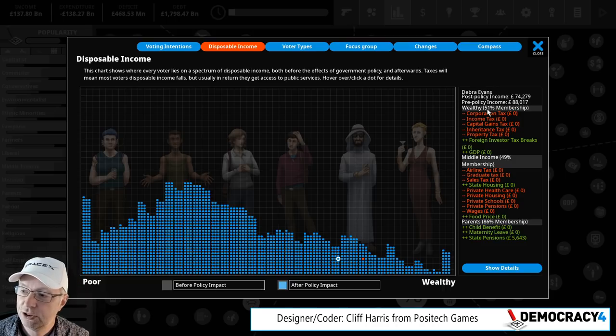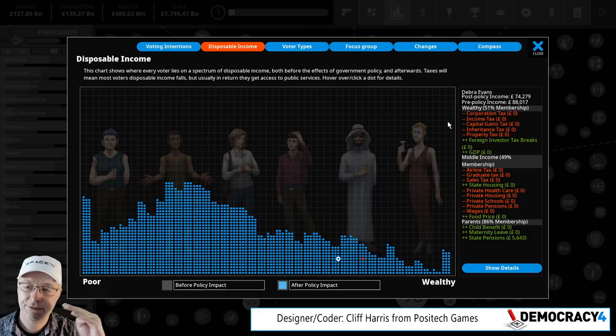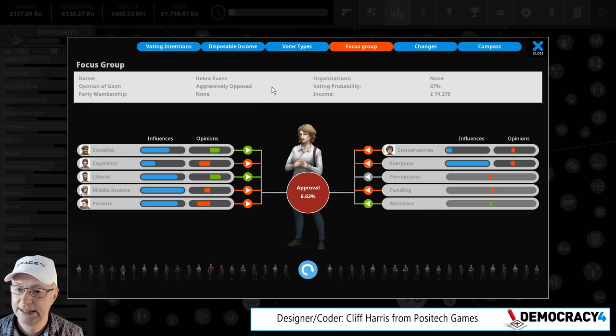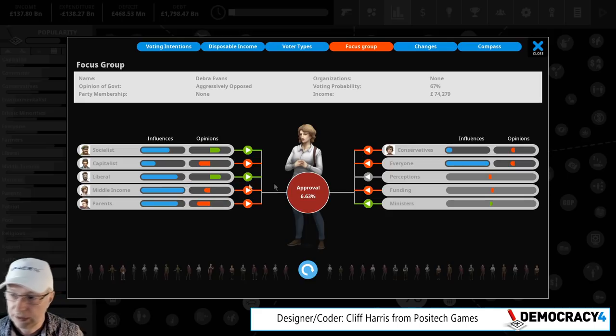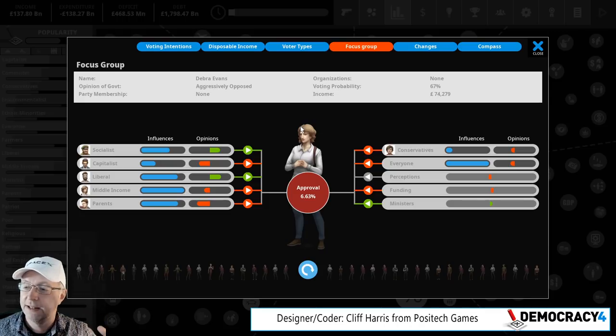Okay, so people can be in two income groups at a time at different amounts, and we should be able to see that if we go in here. Hang on, am I on the right person? No, that's not how it's been displayed. Anyway, we're doing that with a lot of voter groups.